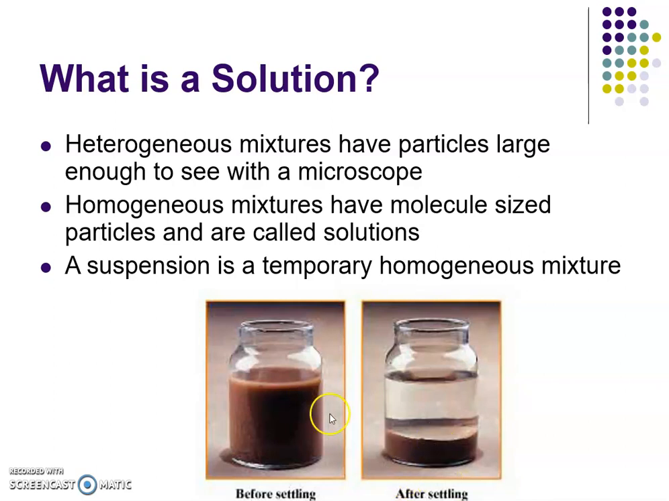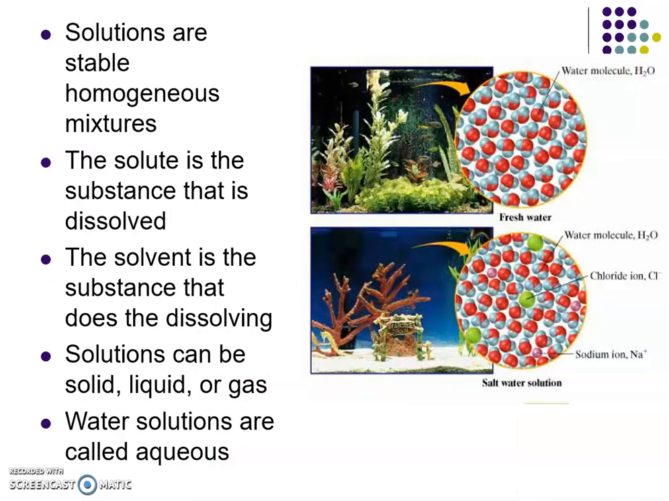What you have down here is really called a suspension because it's temporarily homogeneous, but over time, of course, it separates upon settling. So solutions are stable homogeneous mixtures. An example you can see here, if I'm dissolving, say, salt and water. Here are the sodium ions and chloride ions you'll see dissolved uniformly throughout the water. They're very small and they kind of stay evenly distributed. They don't settle out over time.